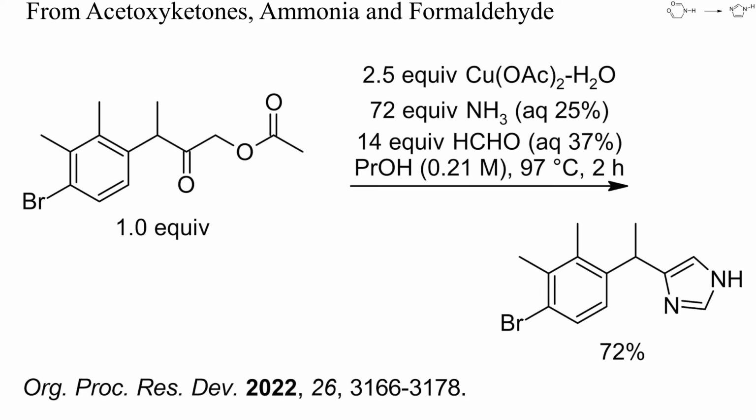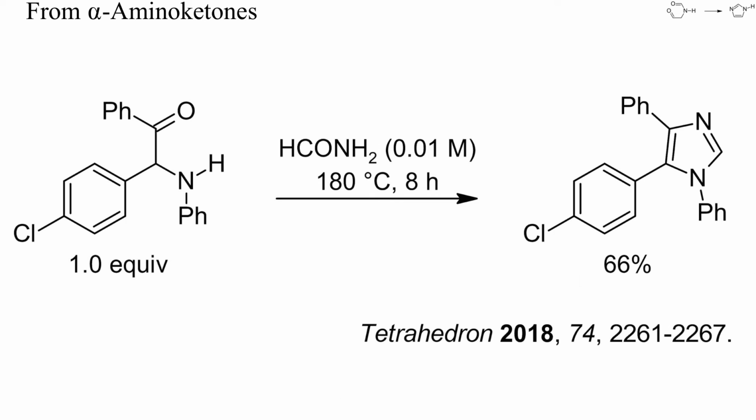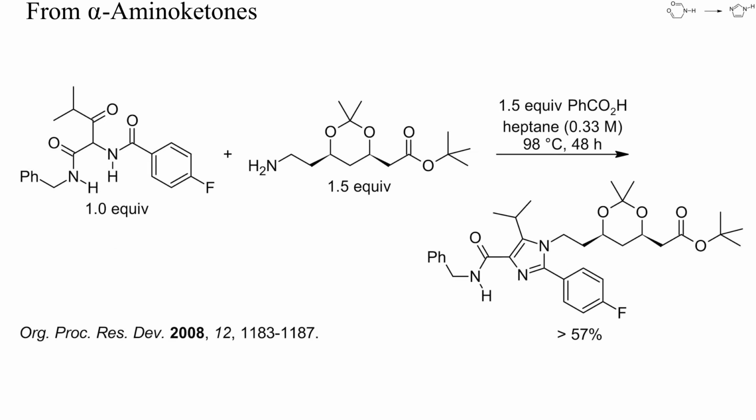In this example, formaldehyde was the C1 component and the electrophilic C2 precursor was an alpha-acetoxyketone. The excess of copper acetate served as oxidant. Also, alpha-aminoketones or various protected forms of aminoketones can be converted into imidazoles. Here, an aminoketone was heated strongly with formamide and the expected imidazole resulted in fair yield. In this example, an acylated aminoketone was condensed with the primary ammonium benzoate by refluxing in heptane for 2 days. The protective groups of the resulting statine intermediate remained unchanged.